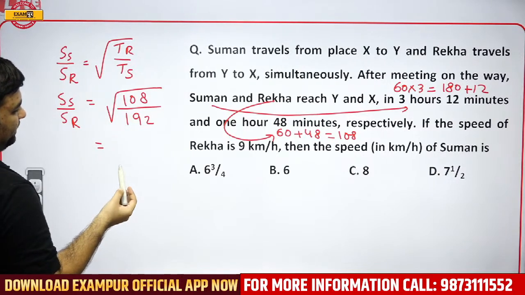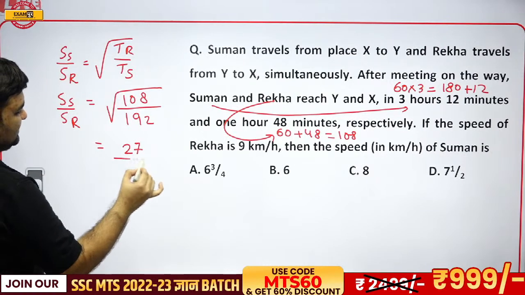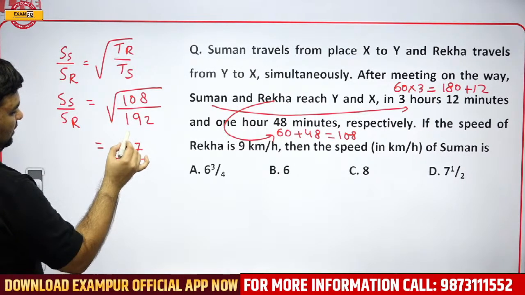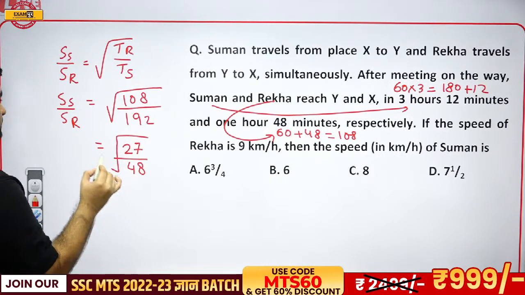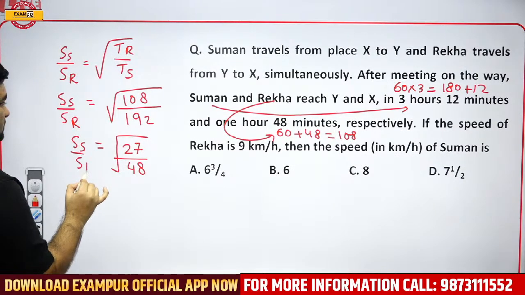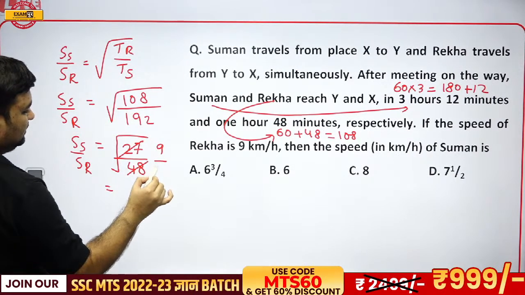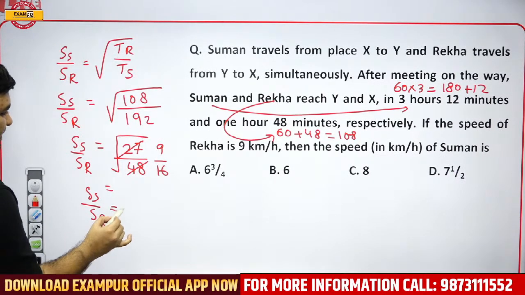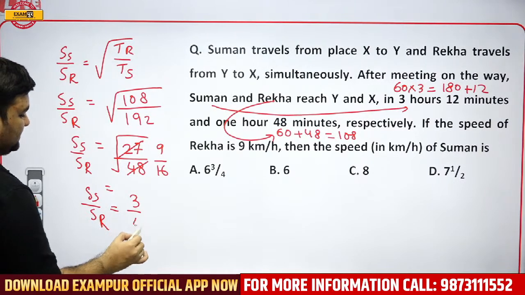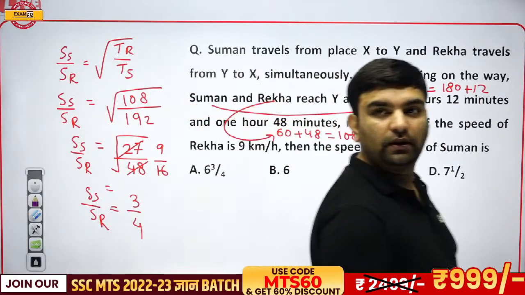Simplify. 4 will simplify 27 times. Simplify by 3: 9 and 16. Speed of Suman upon speed of Rekha is under root of 9 upon under root of 16, that is 3 by 4. Speed of Suman and speed of Rekha are in the ratio 3:4.